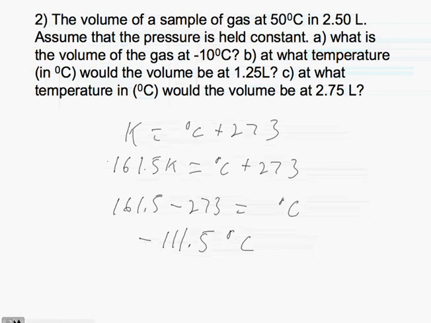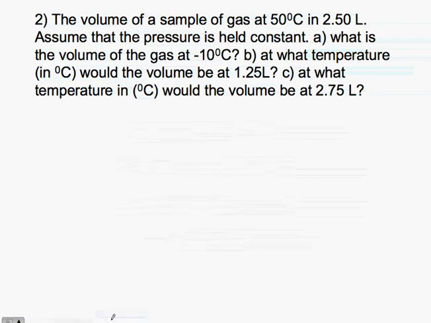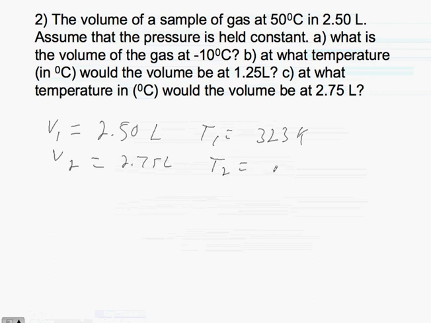Let's take a look at part C. It says, at what temperature in degrees Celsius would the volume be 2.75 liters? So again, we write down the values that we know. V1 is equal to 2.50 liters. T1 is equal to 323 Kelvin. V2 is equal to 2.75 liters. And T2 is equal to question mark. That's what we don't know.